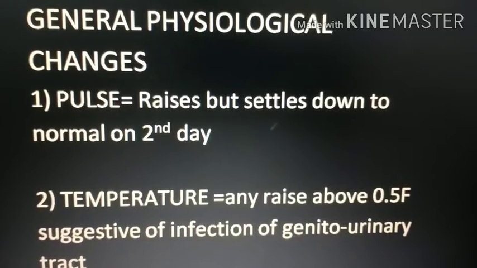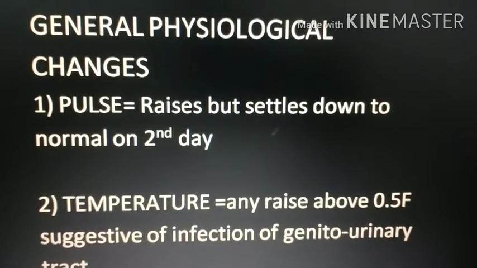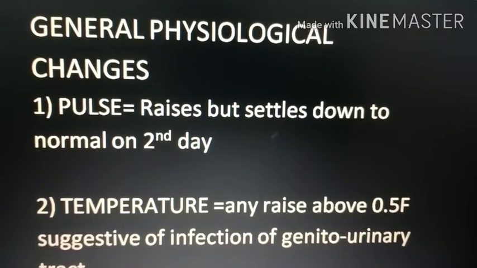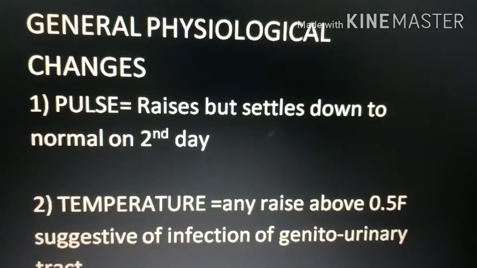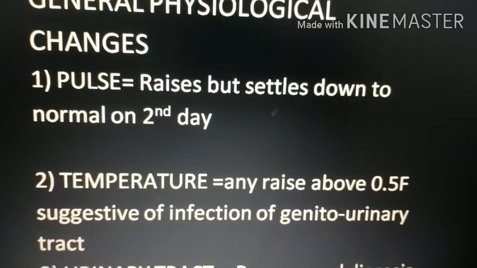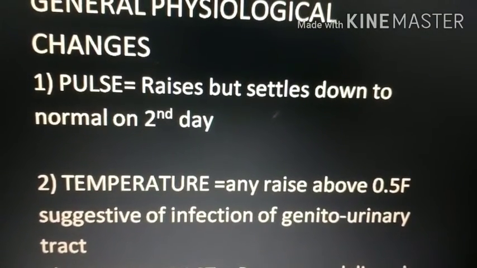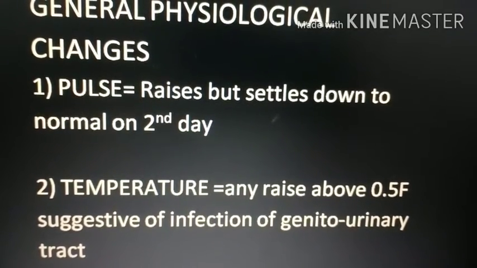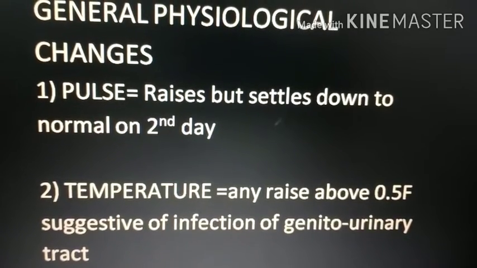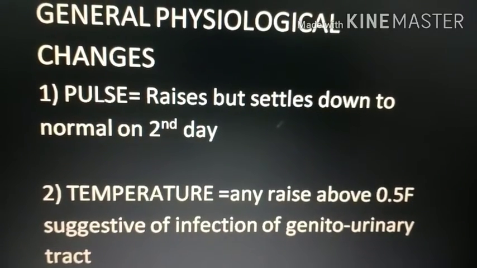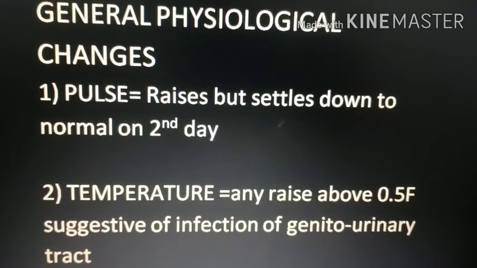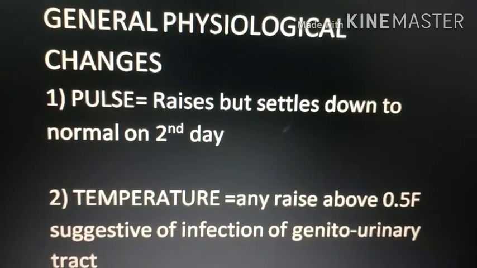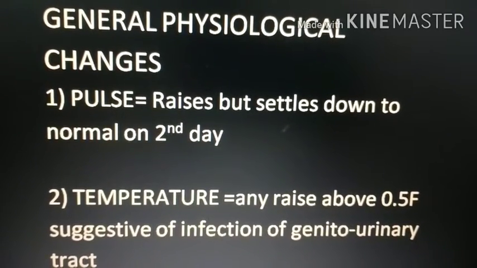The first one is pulse. Pulse rises but settles down to normal on the second day. However, the pulse rate often rises with pain, after pain, or excitement. The next is temperature. Any rise above 0.5 degree Fahrenheit will suggest infection of the genitourinary tract. The temperature should not be above 99 degree Fahrenheit within the first 24 hours, and on the third day there may be slight rise of temperature due to the breast engorgement, which should not last for more than 24 hours.